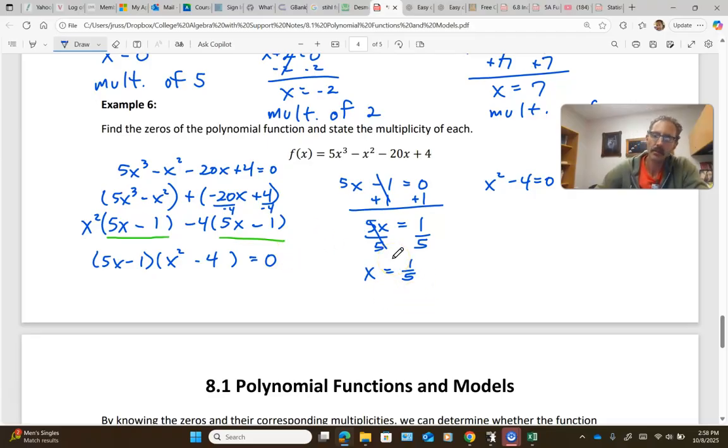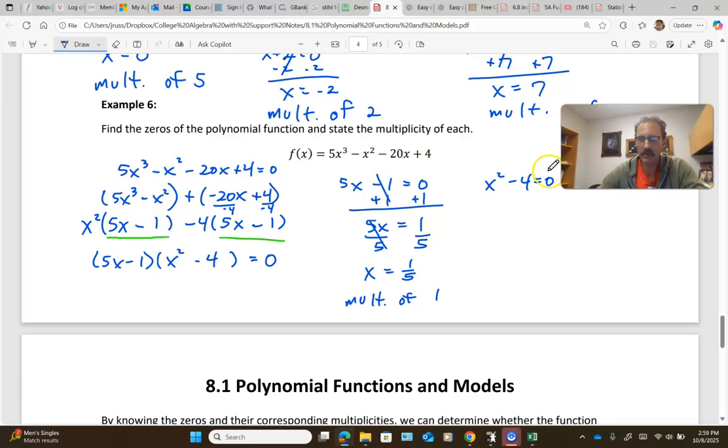Now determining the multiplicity hinges upon how many times that factor occurred. Well, it was a binomial factor, but it just occurred once because it doesn't have an exponent out here. Okay, and so therefore the 0, 1/5, has a multiplicity of 1. Now we move to our next factor.